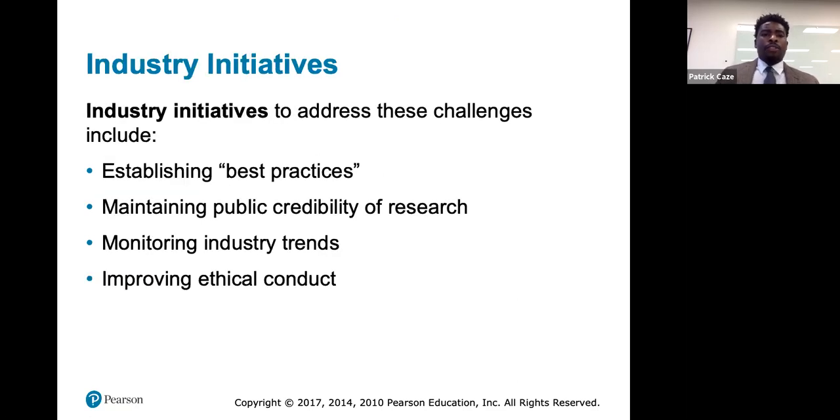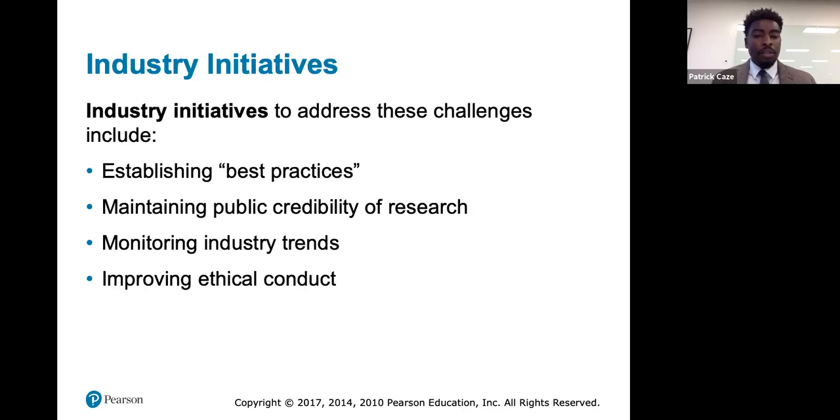All right. So, industry initiatives to address these challenges: establishing best practices. Let's get together and see what is the most efficient, what works best, and compile that into some sort of document or place where it resides, a central location.